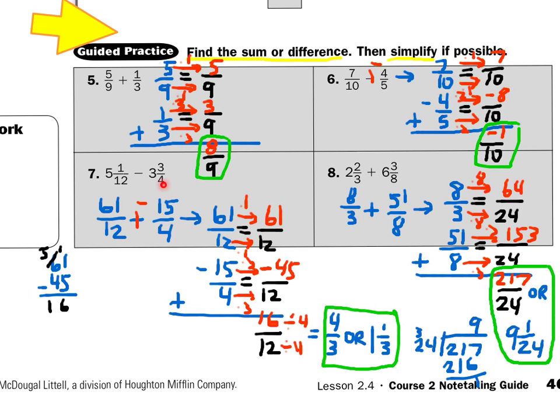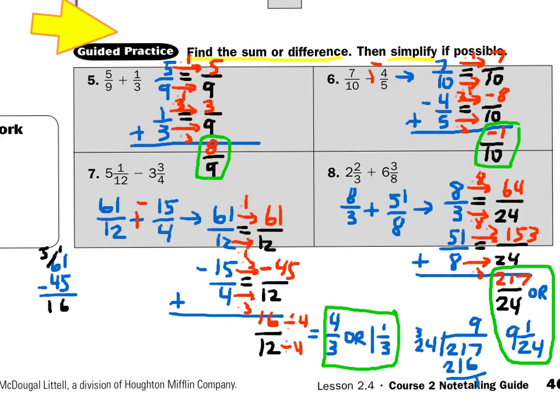Now start at the 4 with me. 4 times 3 gives me 12. 12 plus 3 gives me 15. So I put 15 over 4 for the next fraction. Now take a look at the minus sign. I add a line and change the sign of what comes after it. And now I write my towers. 61 over 12 on top and negative 15 over 4 on the bottom.